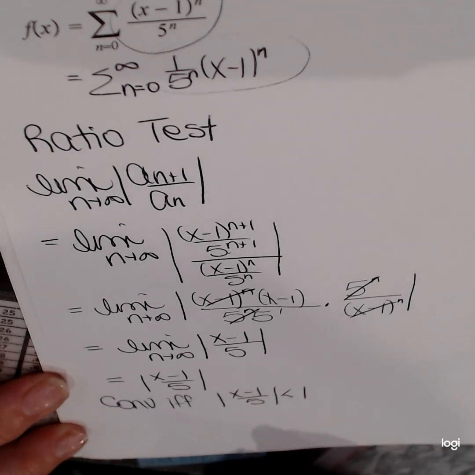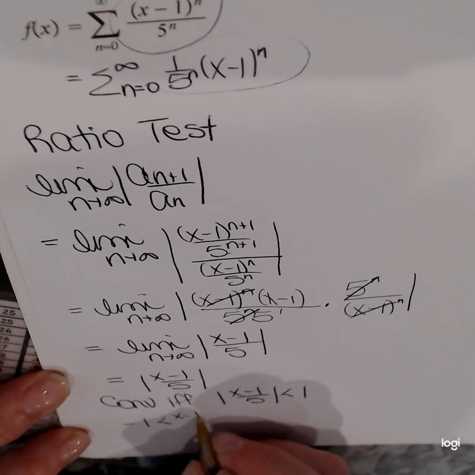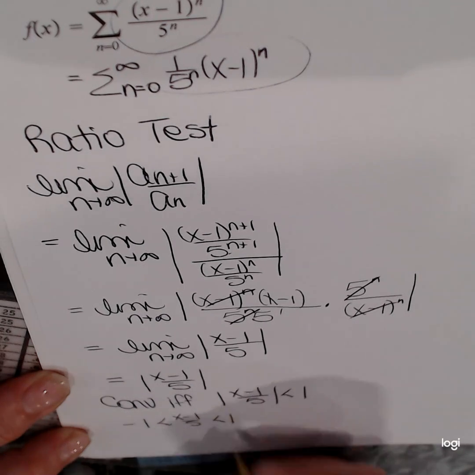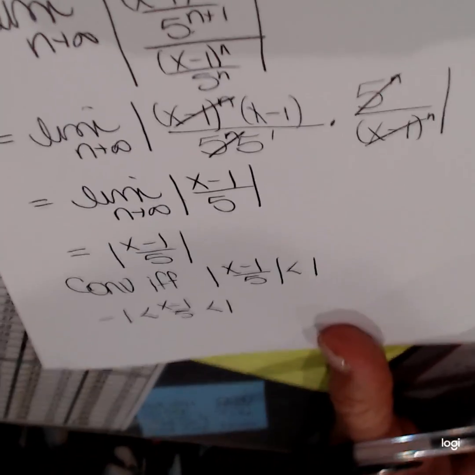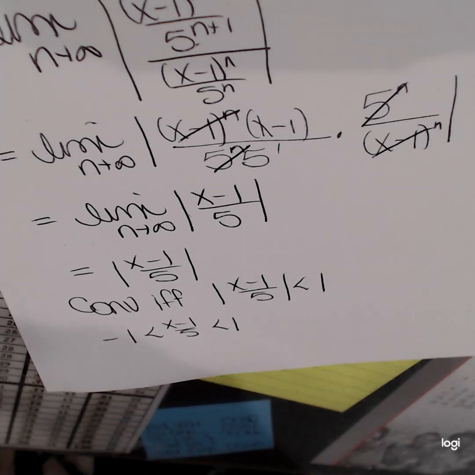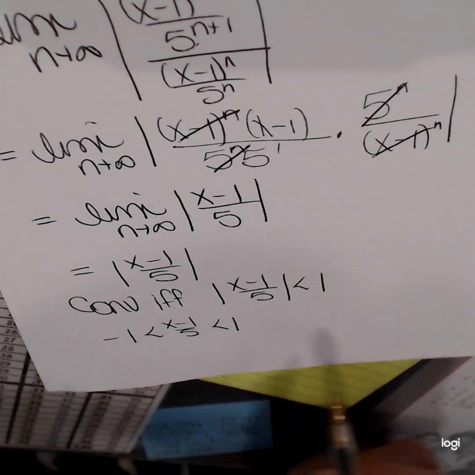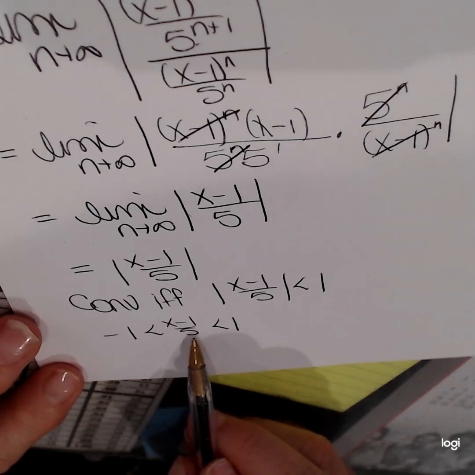And remember, by the ratio test, this converges if and only if this absolute value is less than 1. Well, that means that negative 1 has to be less than x minus 1 over 5, which has to be less than 1. So what we get here is kind of like a three-sided equation. We've talked about this in the past as well. You have an equation that has three sides. Whatever you do to one side, you do to all the other sides. If you multiply or divide by a negative number, it flips those inequalities.